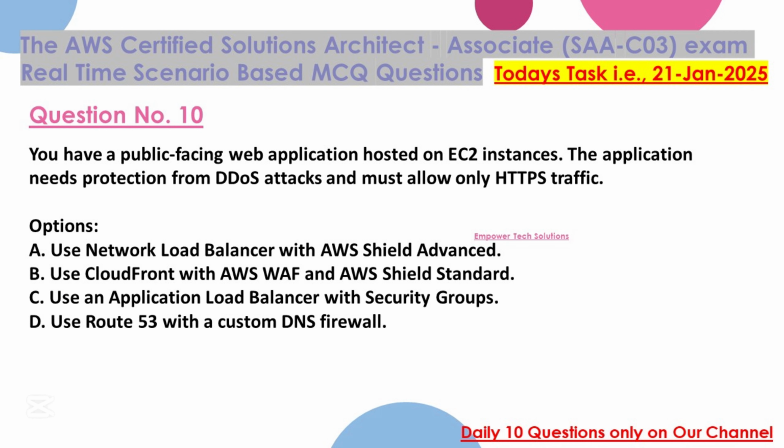You have a public-facing web application hosted on EC2 instances. The application needs protection from DDoS attacks and must allow only HTTPS traffic. Options: A. Use Network Load Balancer with AWS Shield Advanced. B. Use CloudFront with AWS WAF and AWS Shield Standard. C. Use an Application Load Balancer with security groups. D. Use Route 53 with a custom DNS firewall.